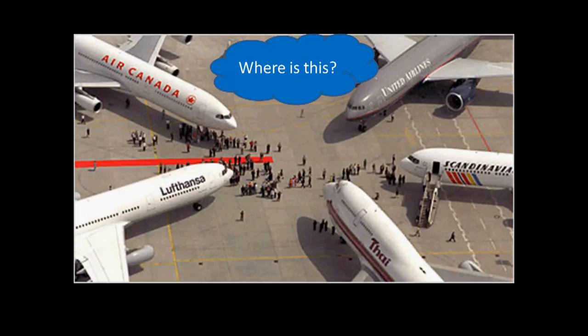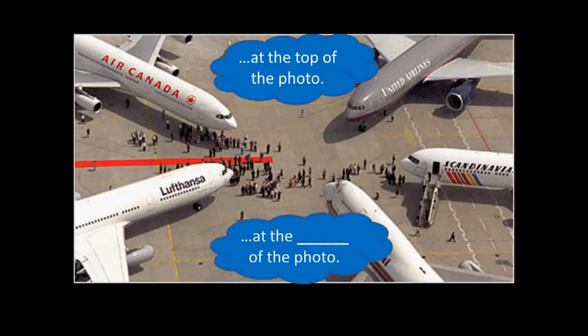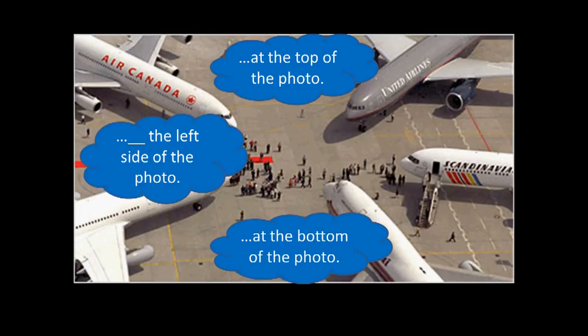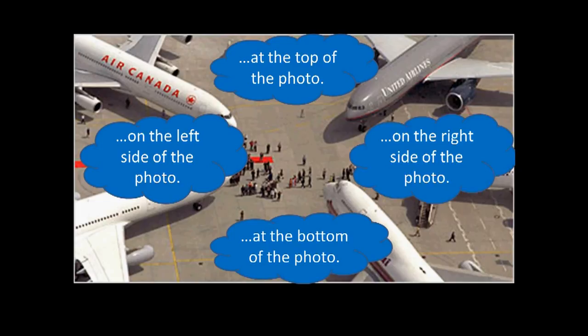First, let's look at describing the photo itself. Where is this location? It's at the top of the photo. How about this one? Sure, at the bottom of the photo. How about here? The left side. On the left side of the photo. And here, on the right side of the photo. Notice that for top and bottom, we say at the top, at the bottom. However, for the left side and the right side, we say on the left side, on the right side.